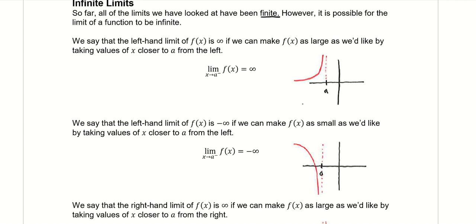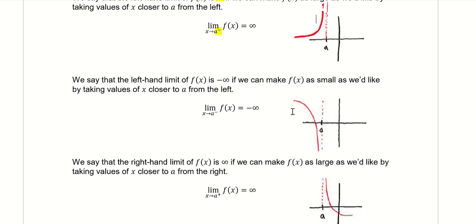We can say that the left hand limit of our function is infinity if we can make the function as large as we'd like by just getting closer and closer to a from the left. So as we can see in this picture here, I'm getting closer and closer to a. Notice this function is just shooting off. A is acting like a vertical asymptote, if you're familiar with that word and that idea. If not, that's fine. We'll talk about them later. But basically, the function's not crossing this line. It's just shooting up and up and up. So my limit value is infinity, increasing without bound.